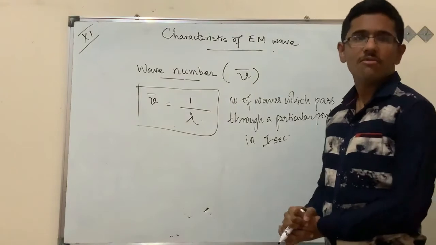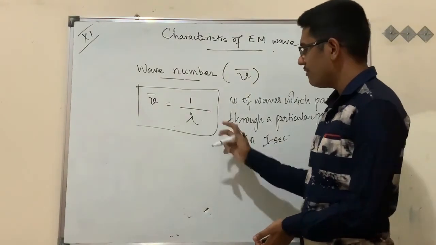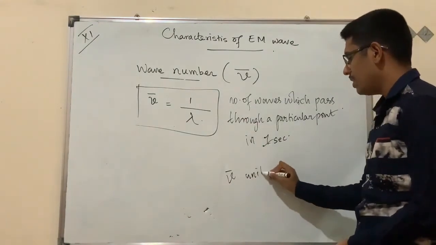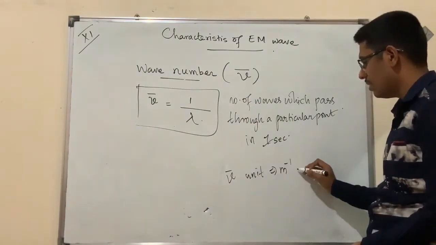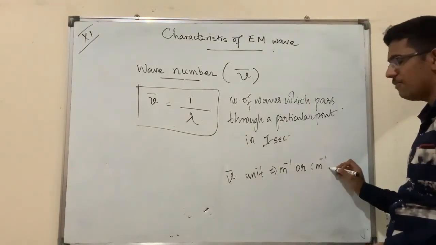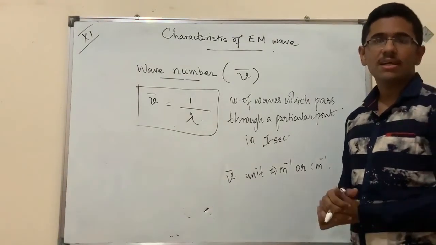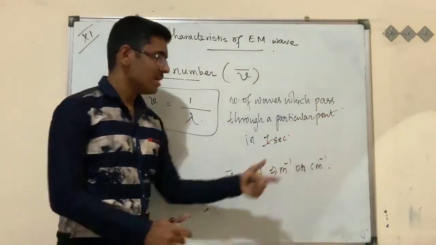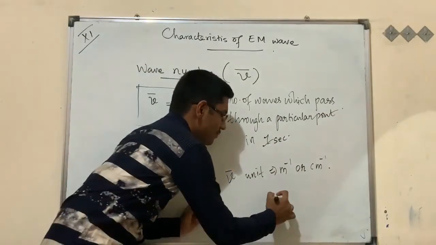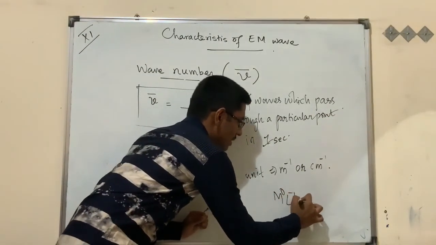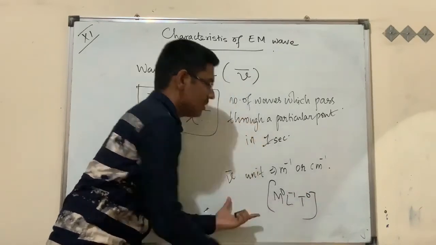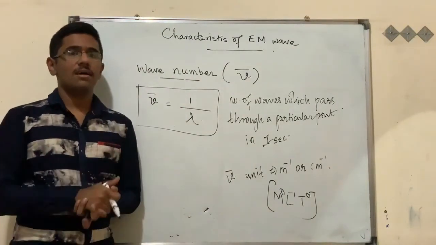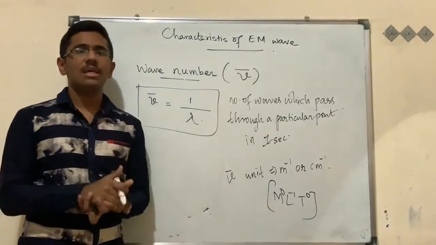So what is the unit of wave number? Reciprocal of wavelength. Wavelength unit is meter. So the reciprocal of meter will be: nu bar unit will be meter raised to minus 1, or you can write centimeter raised to minus 1 if you are writing CGS unit, centimeter gram second unit. You can write it as centimeter raised to minus 1 or centimeter inverse. So what is the dimension of nu bar? Dimension of nu bar will be M0 L raised to minus 1 T0. This is the dimension of which one? Nu bar or wave number. This is all about the different factors that we are studying about EM wave.